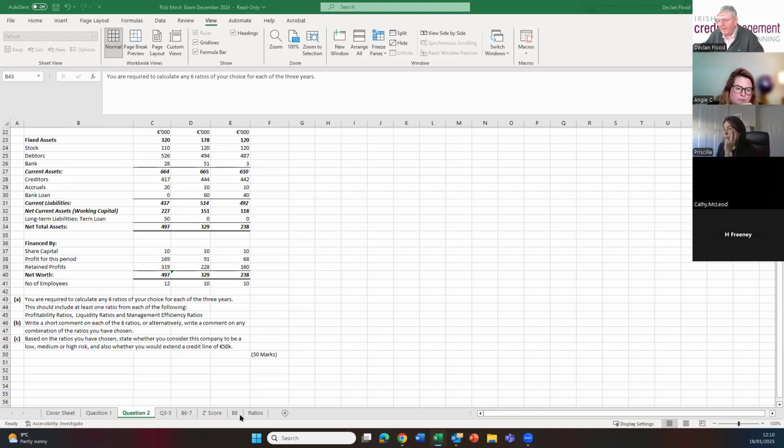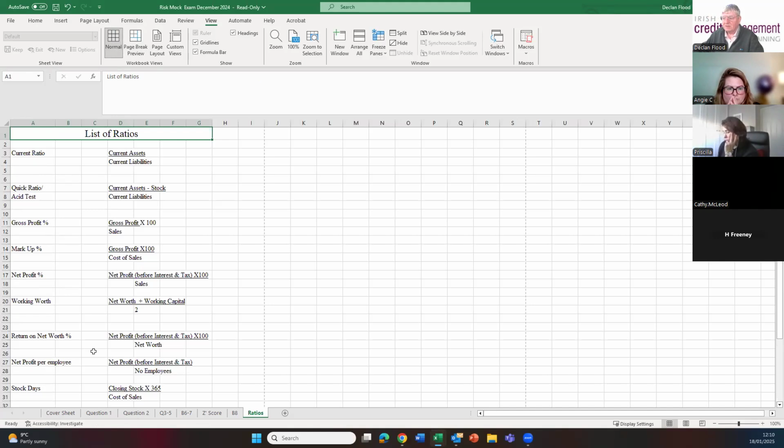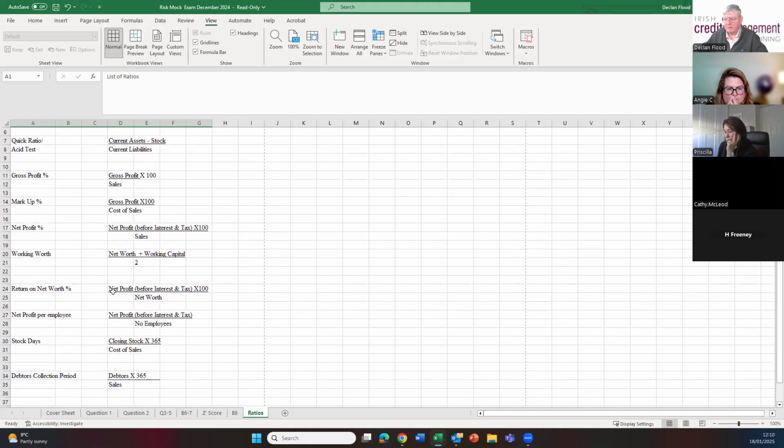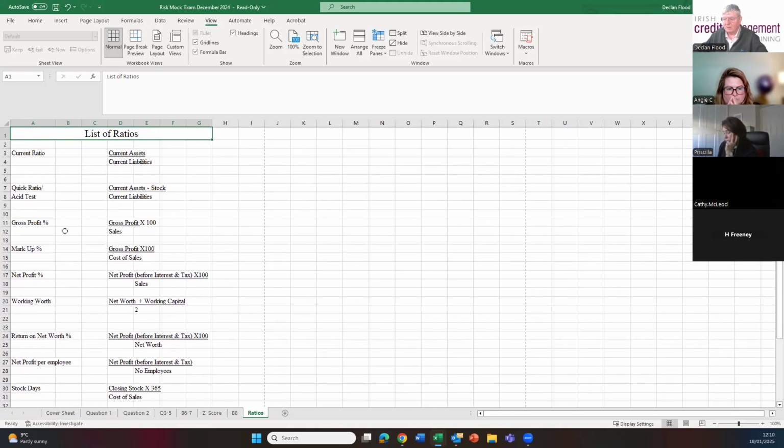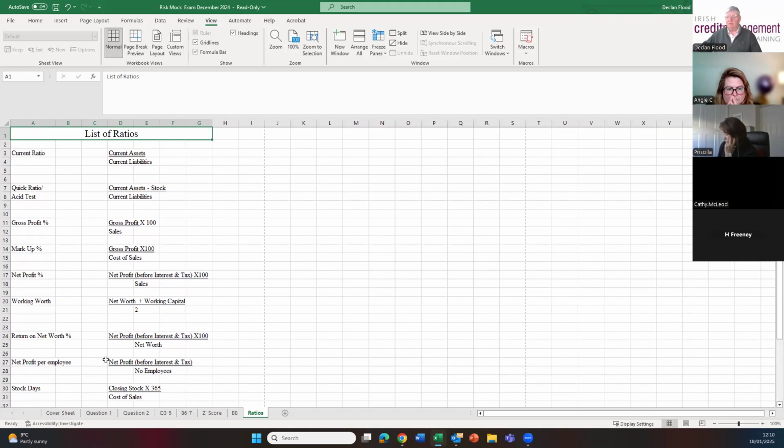Yeah, it will be. The last tab is ratios. So we're actually going to give you the ratios, okay, so in terms of looking up notes and whatever. And we're going to give you 8, 9 or 10 ratios. So all you have to do is pick 6 of them.